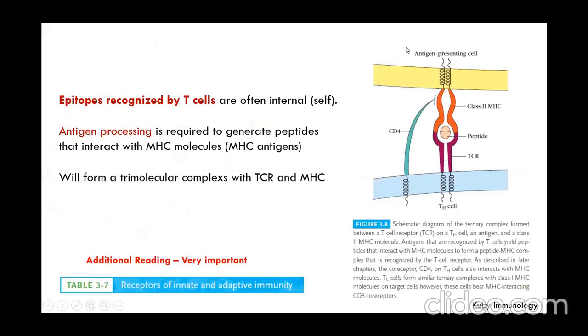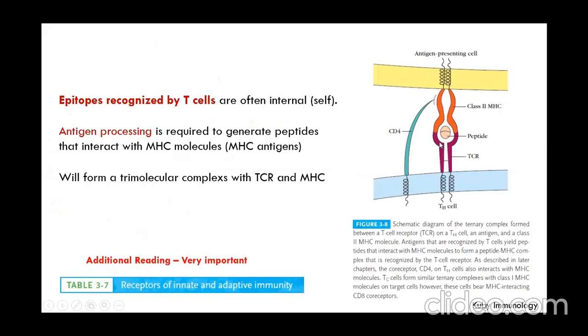How do they do that? We looked at a specific complex, a ternary complex that should be formed. This involves a T helper cell and the antigen presenting cell, for example, a dendritic cell that has a class 2 MHC molecule. And you know that 2, 4, 2 is 8. Class 2 will always be associated with CD4. And this is the TCR.